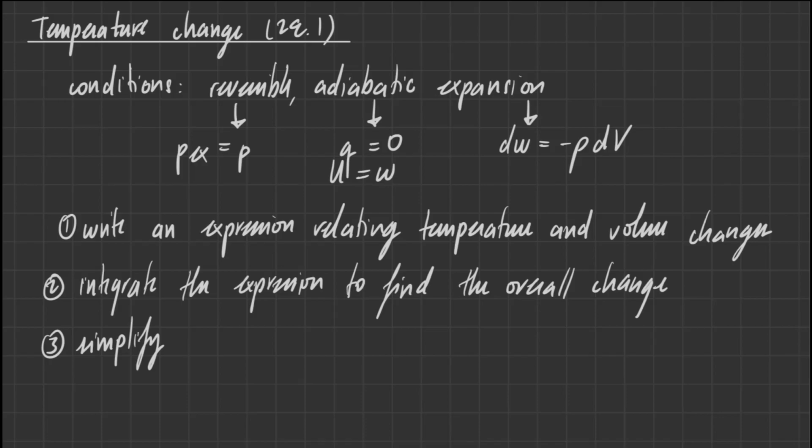So this is the derivation for the temperature change in a reversible adiabatic expansion. Just to break down the conditions a little bit more, reversible means that the external pressure is equal to the pressure of the system. Adiabatic means that the net heat transferred is equal to 0 joules, and the internal energy is therefore equal to work. So expansion in a reversible adiabatic setting entails that work is equal to negative p dV.